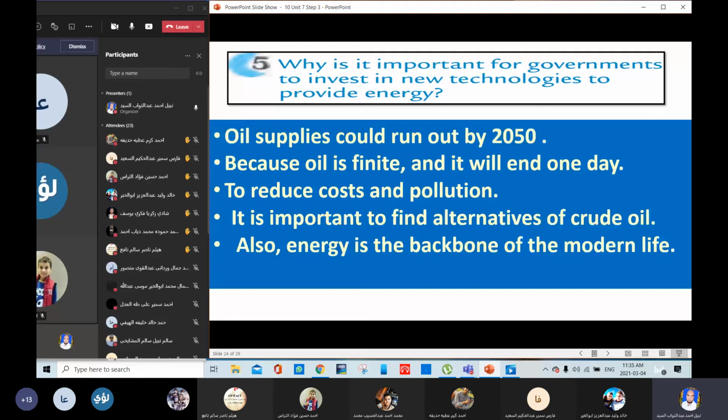Also, energy is the backbone of modern life. Backbone of modern life means the backbone. Energy is the backbone of modern life.